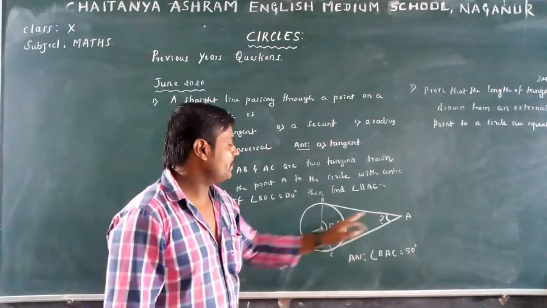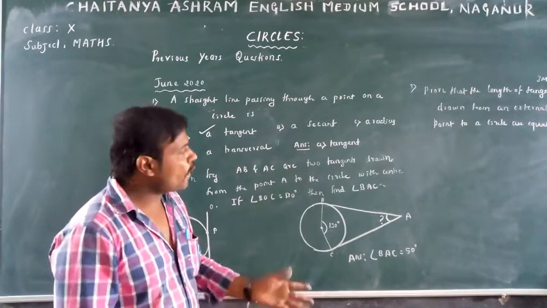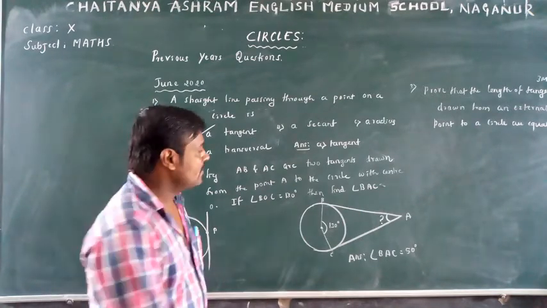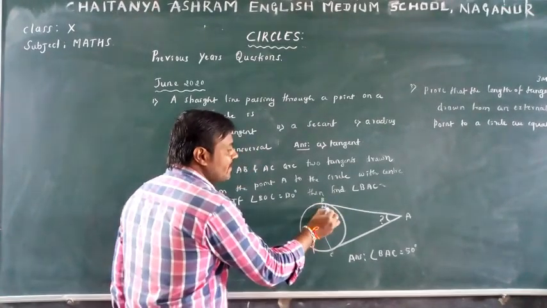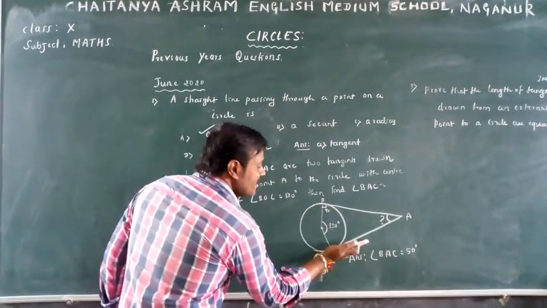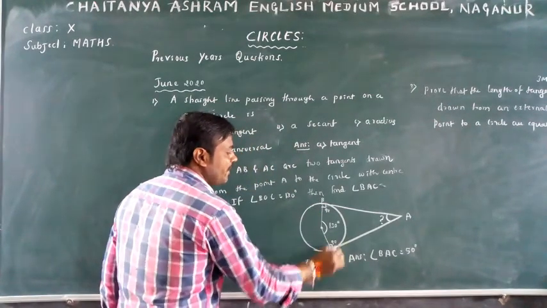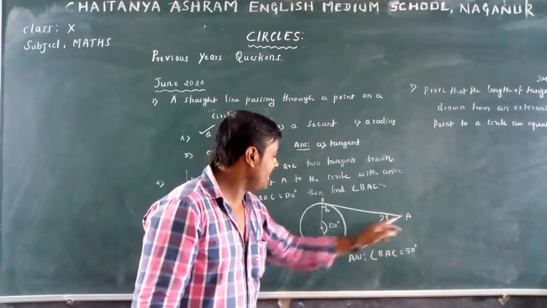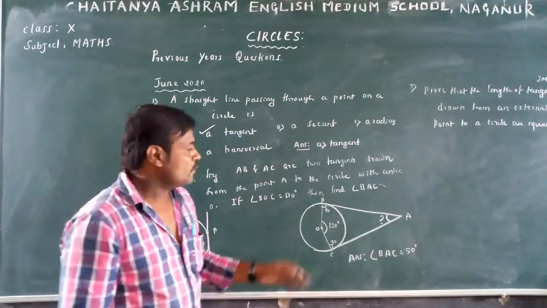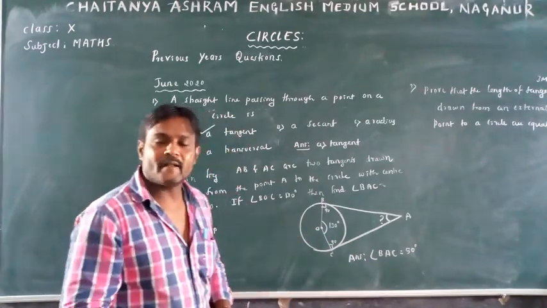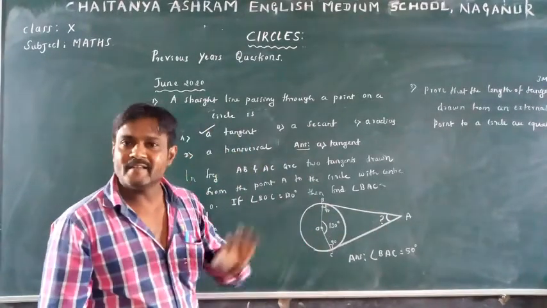So 50 degrees plus 130 degrees is equal to how much? 180 degrees. Or if you don't know that concept, the tangent is perpendicular to the radius. So what is the measure of this angle? 90. The tangent is perpendicular to the radius through the point of contact. This angle is also 90. So since BACO is what? Quadrilateral. So by the angle sum property of a quadrilateral, the sum of four interior angles of a quadrilateral is 360 degrees.